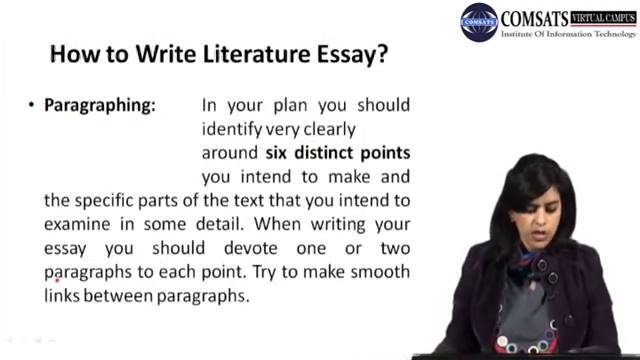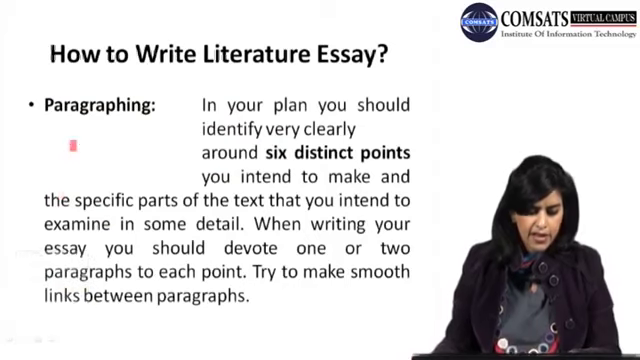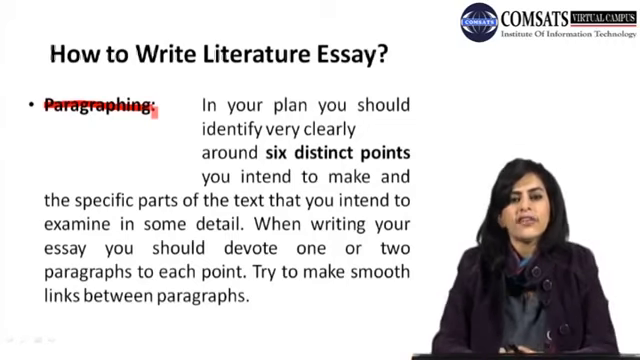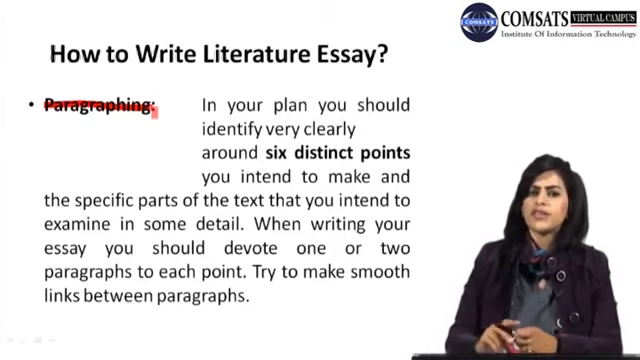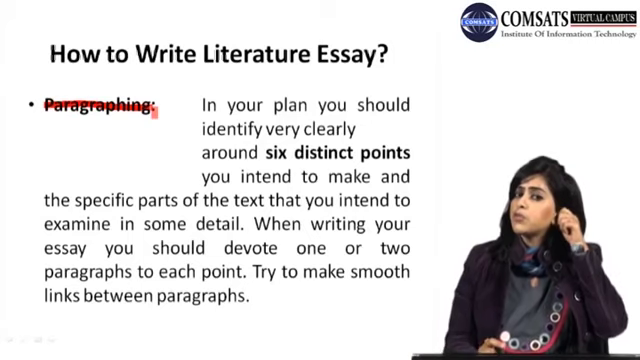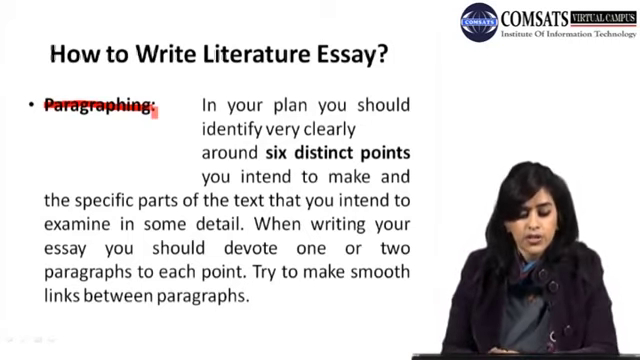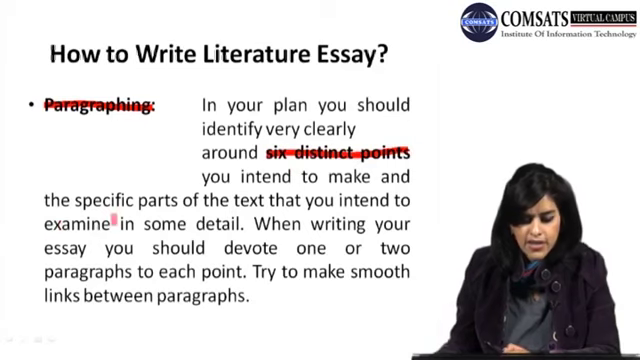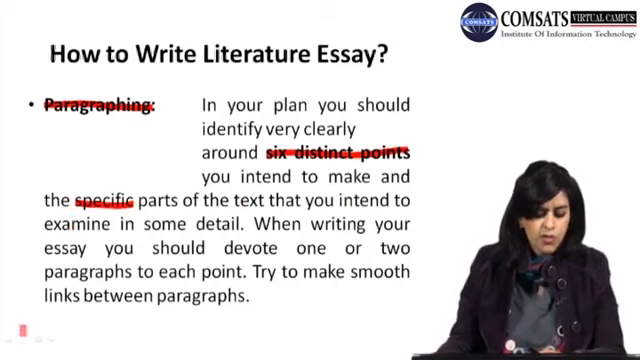The second thing that you are supposed to keep in mind is paragraphing. Paragraphing is something that we are supposed to do in every type of essay that we pick up to write on. In your plan you should identify very clearly around 6 distinct points you intend to make and the specific parts of the text that you intend to examine in some detail. Now there is something specific about picking up the elements for any piece of literature that you want to work on.